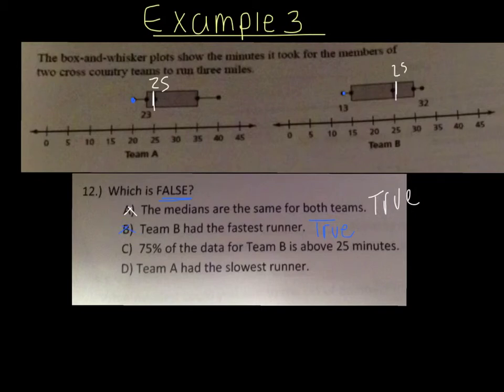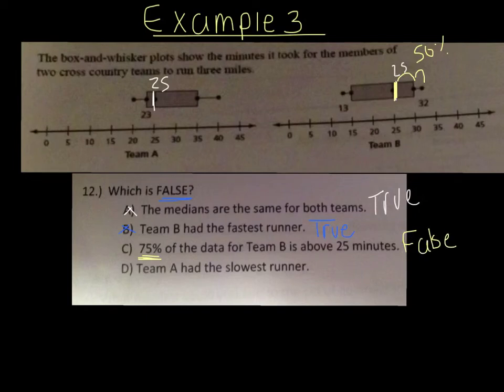Let's look back up now, and it says 75% of the data for Team B is above 25 minutes. 75%. Well, that's 3 quartiles. So let's look for 25 on Team B. And I see right here is my 25. And I've only got 1, 2 quartiles above. There's only 50% that's above 25 minutes. C's looking like the false one here.